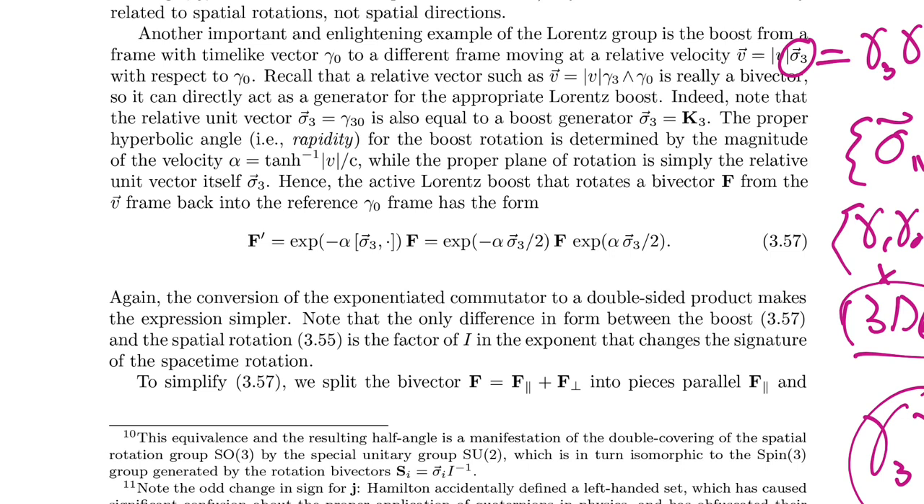We'll see exactly why it's boost generators in a moment. But it's any of the ones that have a gamma zero in it, which means our relative vectors will generate boosts. And the reason is because these objects, these guys with the gamma zeros in it, they square to positive 1, not negative 1. And because of that, they produce a hyperbolic geometry. Okay, we'll demonstrate that in a moment.